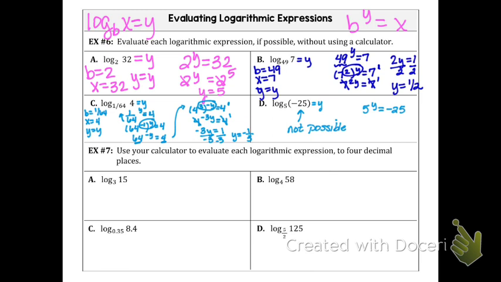2.465. Actually, it said to 4 decimal places and I only went to 3.